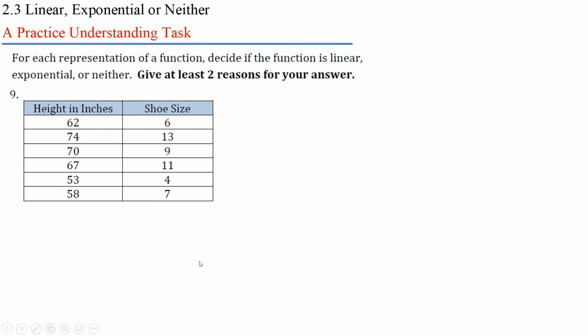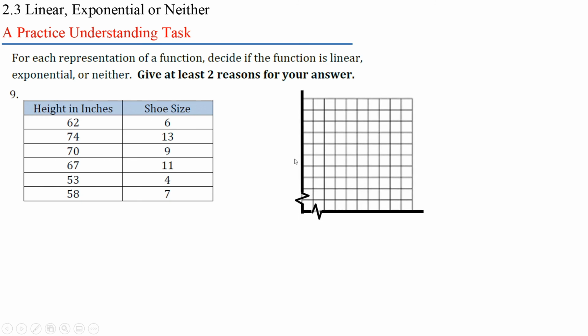Now, because the data is not organized, all right, I really can't determine just by looking at the table if I have a common difference or a common ratio. So I need to take this data in a very unorganized table, and how about if we graph it? Because a graph will tell me everything I need to know.